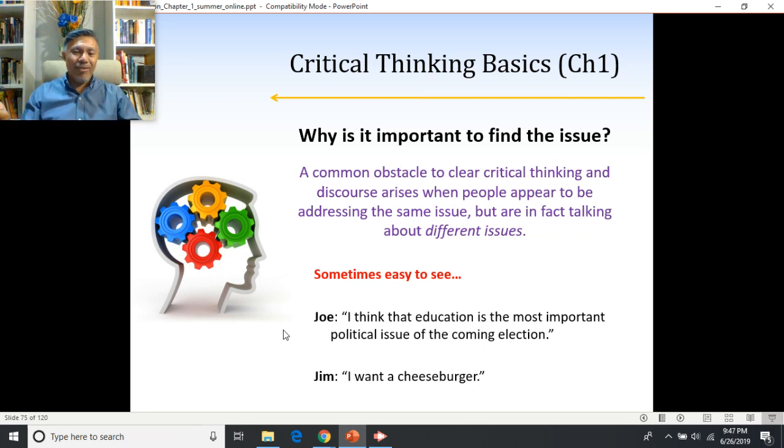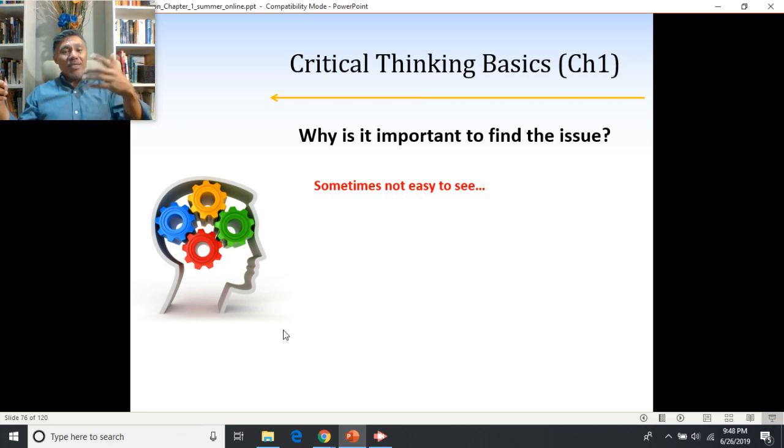Jim does not talk about whether or not education is the most important political issue in the coming election. Instead, Jim says, I feel like eating McDonald's, not addressing the issue. Now just imagine, and you probably think about real life examples, how frustrating it is to have this sort of conversation, right? Because you're not really getting anywhere. You're not really addressing what it is you're dealing with in front of you and your friends. Now, that case was easy to see that the second person was not addressing the issue raised by the first person.